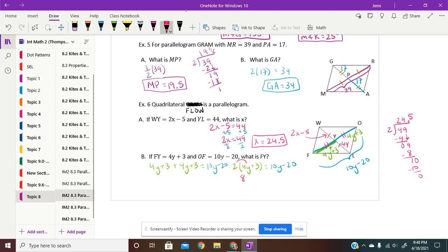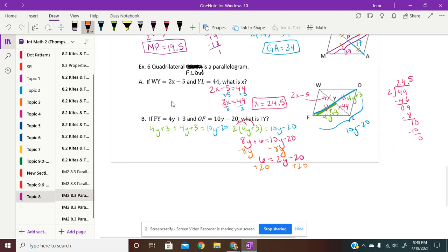2 times 4y is 8y. 2 times 3 is 6. I want to get my y's together, so I'll subtract 8y, subtract 8y. 6 is equal to 2y minus 20. Solve for y, so I add the 20 to both sides. And then finally, to get y by itself, I have to divide by 2. y is equal to 13.